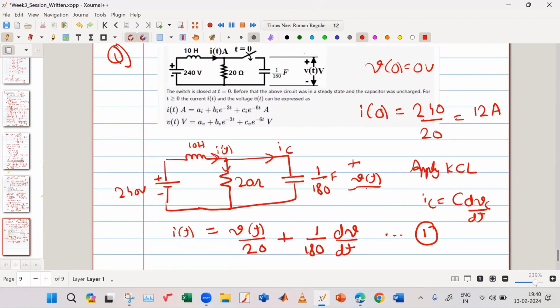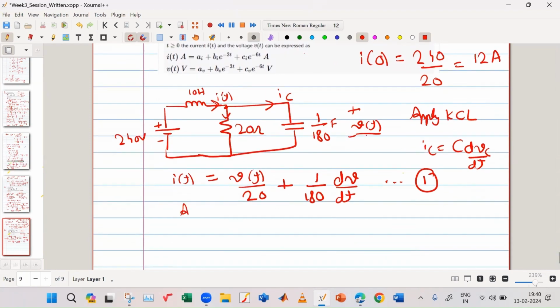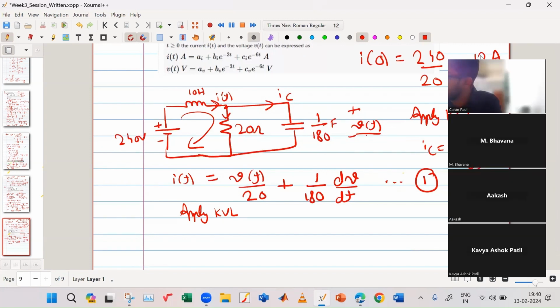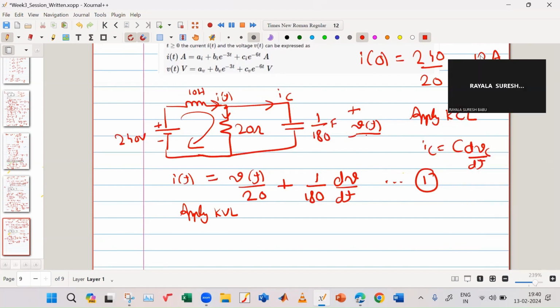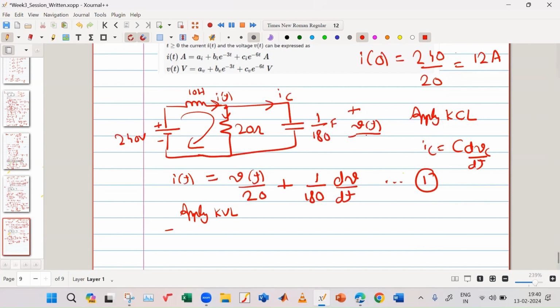Now, let me apply KVL. I apply KVL over here. Okay. What will I get? Now tell me. Suresh, Ranjit. Minus 240 plus 10 into di by dt, plus 20 into I.